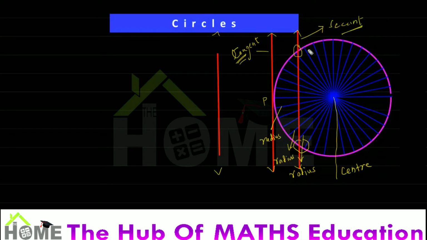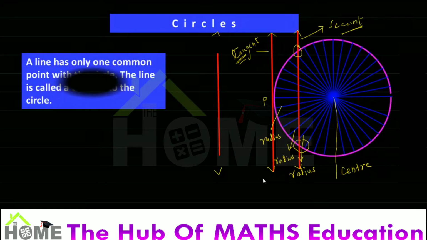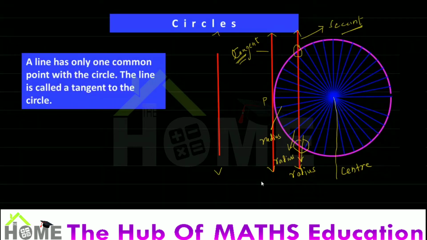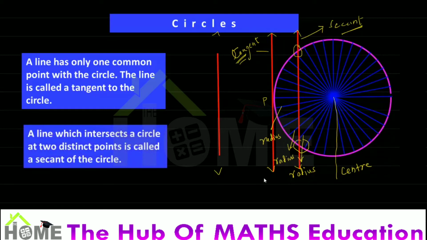So we can say that a secant of a circle is a line that intersects the circle in 2 distinct, that is 2 different, points. Here we can summarize this: a line that has only one common point with the circle is called a tangent to the circle, and secondly, a line which intersects a circle at two distinct points is called a secant of the circle.